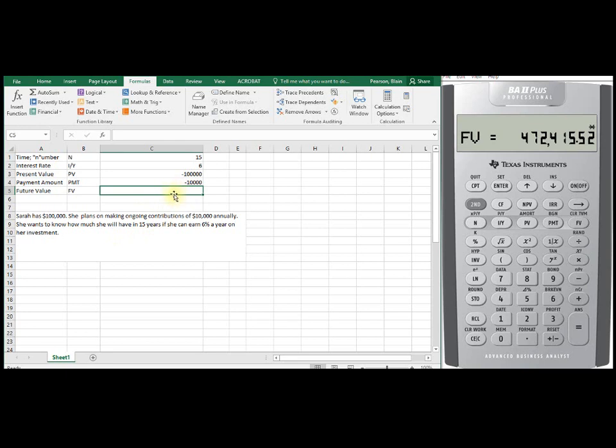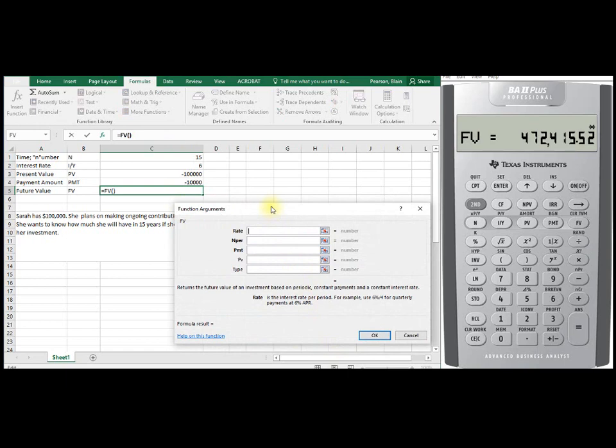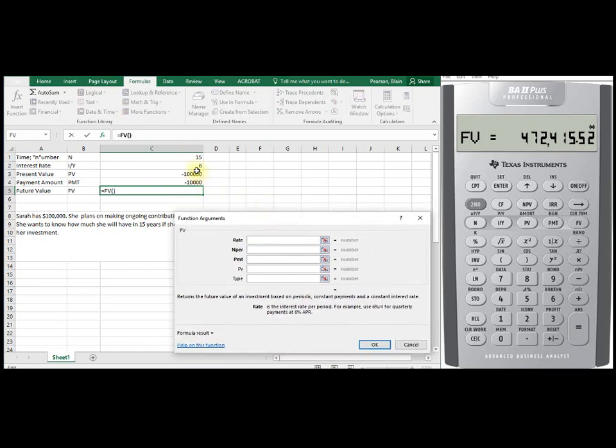For those following in Excel, we can go to the Formulas tab at the very top and insert function. We can type in future value, and we want to look for the FV, which tells us the amount she will have in the future based on these given set of assumptions. So the rate is this variable here, and much like the last video, we have to divide this by 100, otherwise Excel will read that as 600%. The N, the number of periods, is 15.